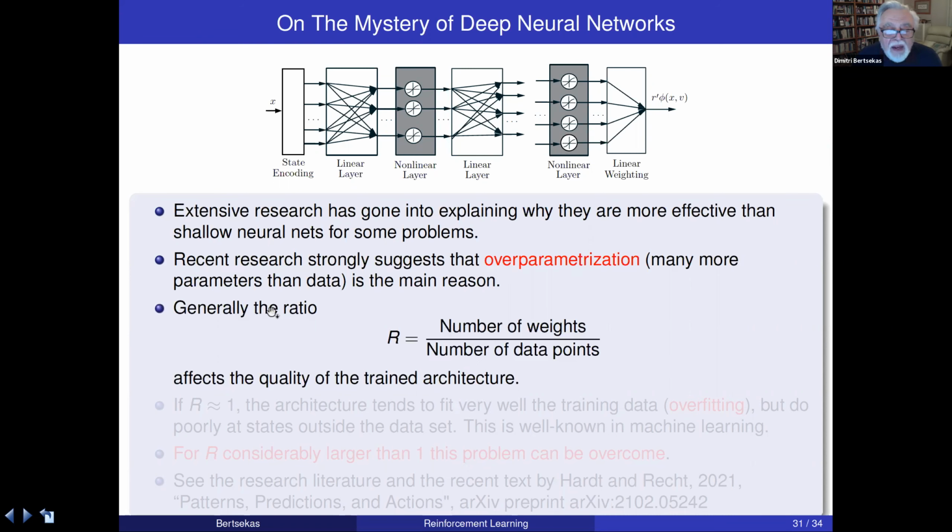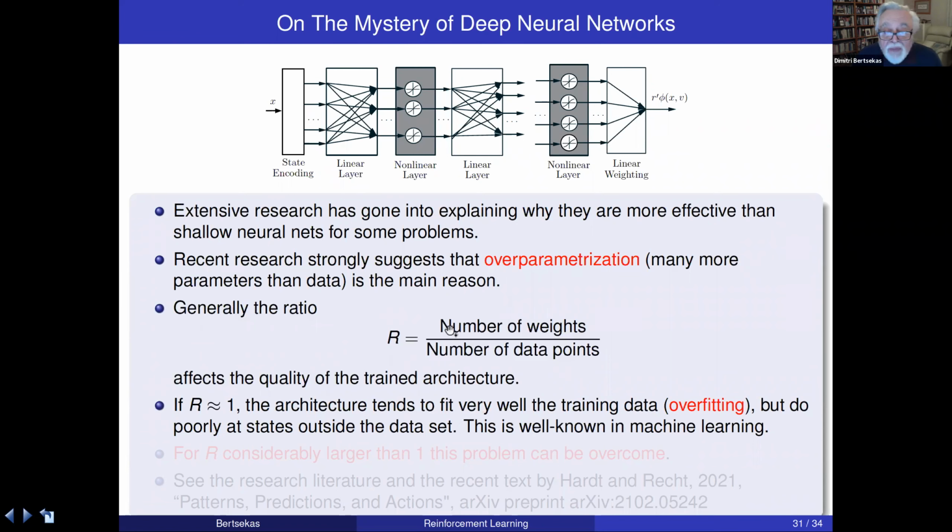And it is generally thought that the ratio of number of weights to number of data points affects the quality of the training architecture. Now, if this ratio is close to 1, in other words, if you have a number of weights that's about the same order of magnitude as the number of data points, then what will happen through the training process is that the architecture will tend to fit very well the training data.